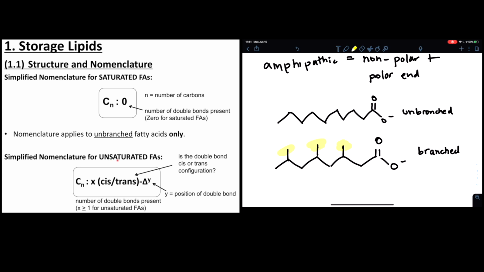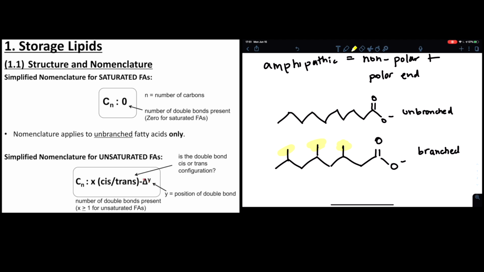Okay, the nomenclature for unsaturated fatty acids. If a fatty acid has a double bond in it, it's called unsaturated, and it follows this formula. It goes C sub n colon x, and this x represents the number of double bonds in the structure, so it has to be 1 or greater. Then you designate what type of double bond it is, so if it's cis or trans, and then you put a dash and then delta, and then y represents the position where the double bond takes place. That's the position relative to the carboxyl group, because we give the lowest number, carbon number 1, priority, which is the carboxyl carbon.